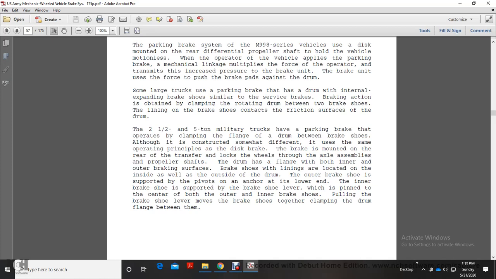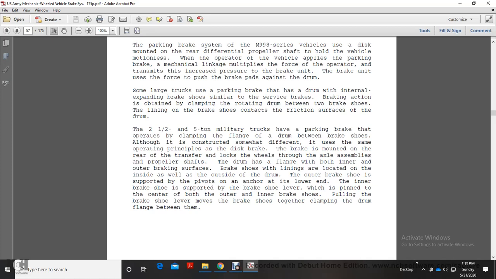Although this construction is somewhat different, they use the same operating principle as the disc brake. The brake is mounted at the rear of the transfer case, with the wheel connected through the brake assembly with the propeller shaft, the drum and the flange, with both inner and outer braking strips of the brake shoe lined on the inside and outside of the drum.